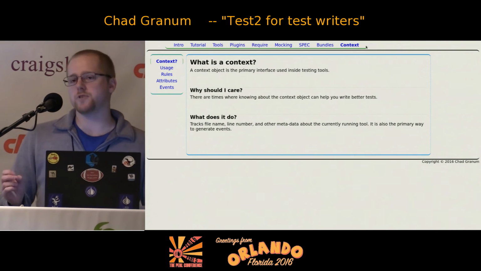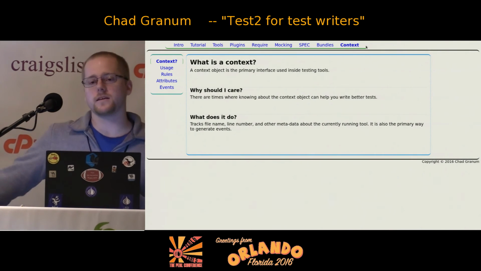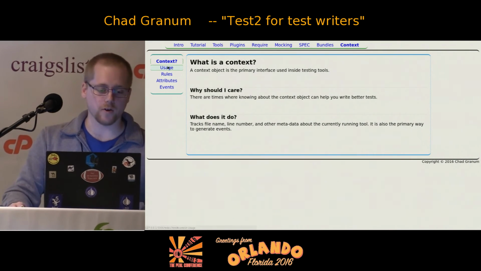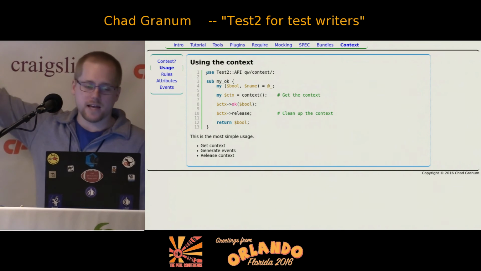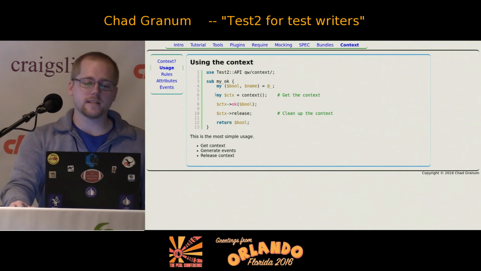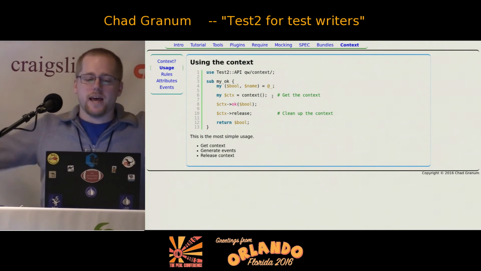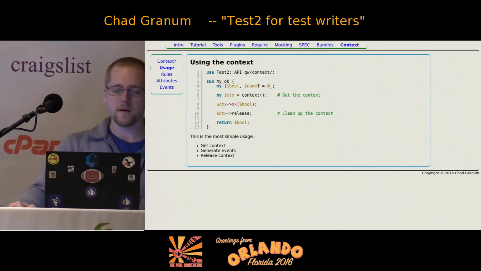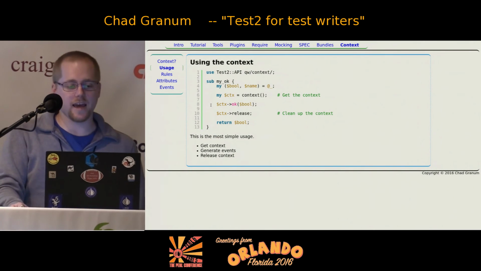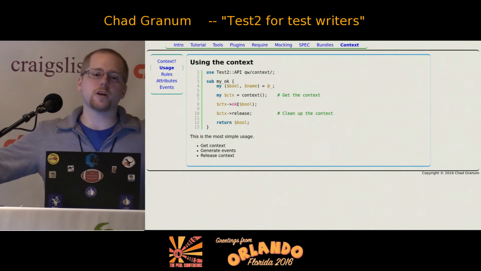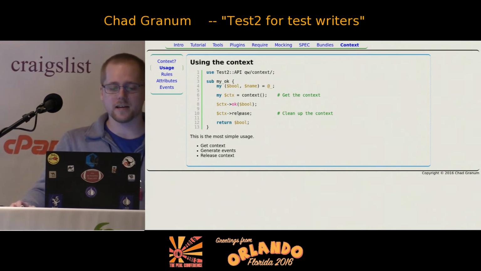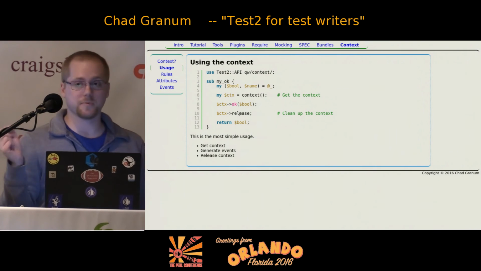The context object is your primary interface into the Test2 internals. Here's how you use it. You write your test function. One of the earliest things you should do is say, hey, give me a context, which comes from Test2::API. Great, you've got a context object. Hey, context, ok. We just generated an ok event. Then context release: you always release a context when you're done with it.